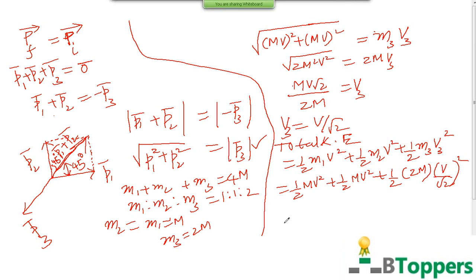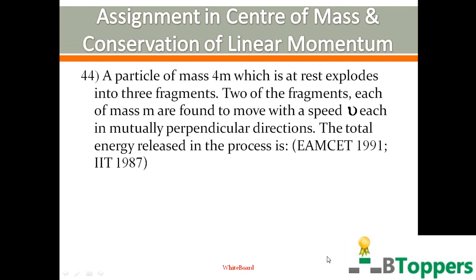If you want to copy down the solution of the problem, you can take a pause and copy down the solution of this problem. You can simplify this yourself. Finally, you get the answer as 3 by 2 mv square. So for question number 44, the third option is the answer.